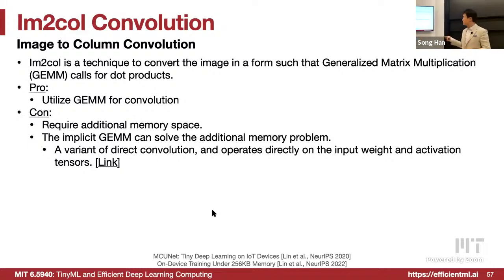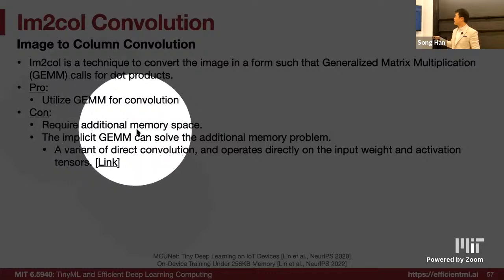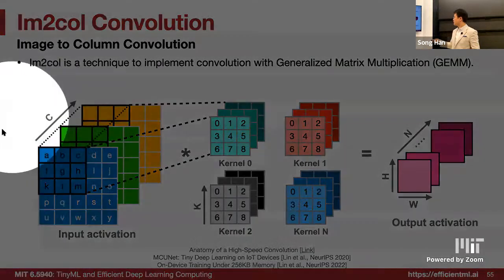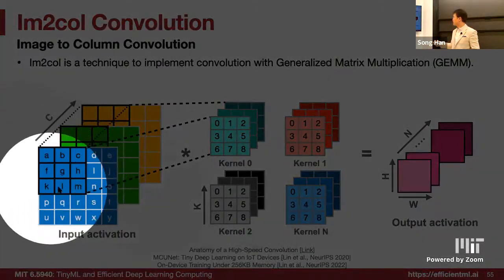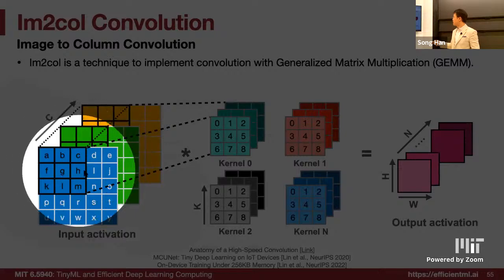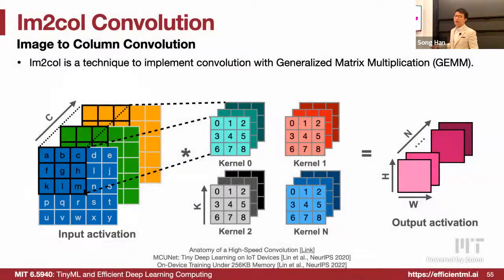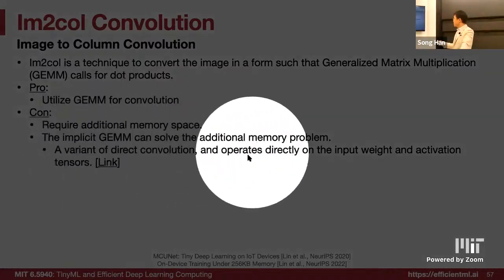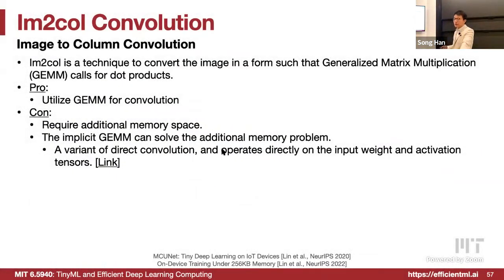The pro is that it's very simple, but the con is that it requires additional memory usage. For example, we have a lot of duplication from ABC, FGH, KLM versus BCD, GHI. We have 6 elements that are overlapping with each other. So that's the drawback: additional memory space. But this can be optimized by using implicit GEMM to solve the additional memory problem. Okay, so we directly operate on the input weight and activation tensor without having to physically lay them out and materialize them in the memory.